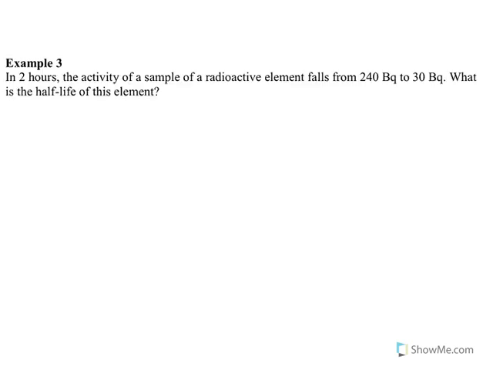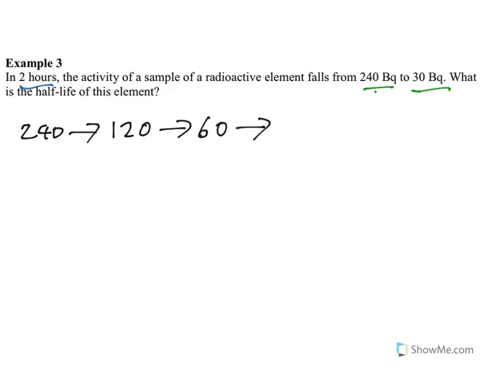Alright, third example. In 2 hours, the activity of a sample falls from 240 to 30. What is the half-life of this element? Alright, so this 2 hours is for that whole process. So let's look in terms of half-life what happens. We start with 240. In one half-life, half of that's 120. Another half-life, half of that's 60. Another half-life, half of that is then 30. So we go from 240 down to 30 in 1, 2, 3 half-lives.